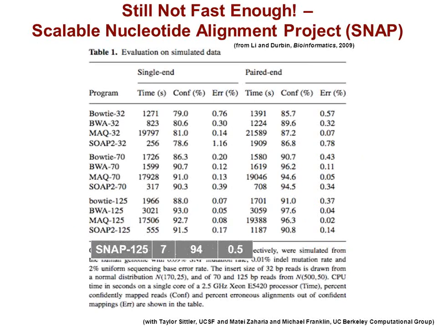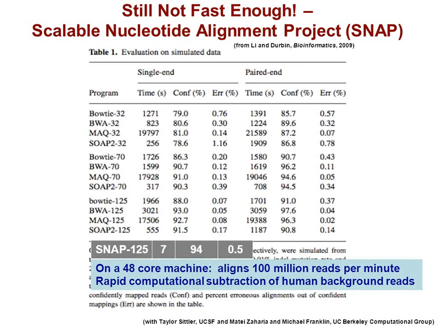And Taylor and I have been working on some new algorithms. We have an algorithm called SNAP, the Single Nucleotide Alignment Project, done in collaboration with the computational group at UC Berkeley. It has a capacity now of aligning 100 million reads per minute. We actually timed it yesterday. It's 100 million reads in 47 seconds. Wow. Across the synthetic data set. It's really neat, basically.